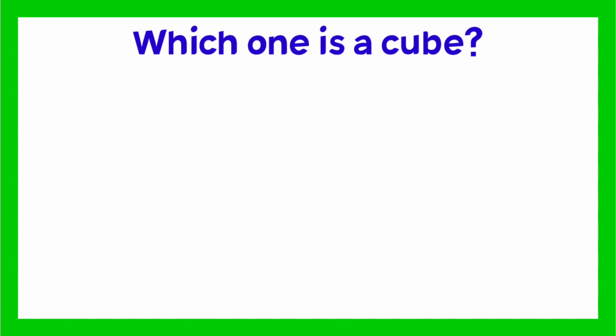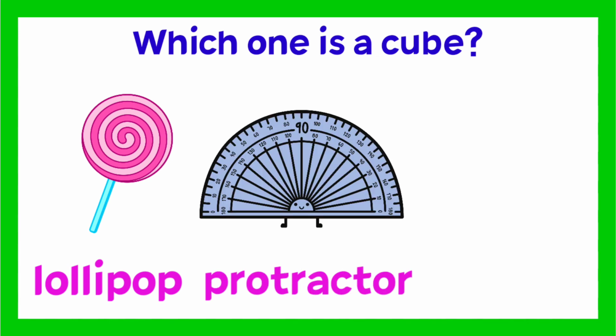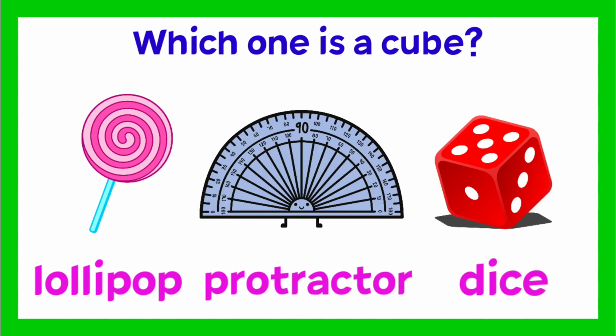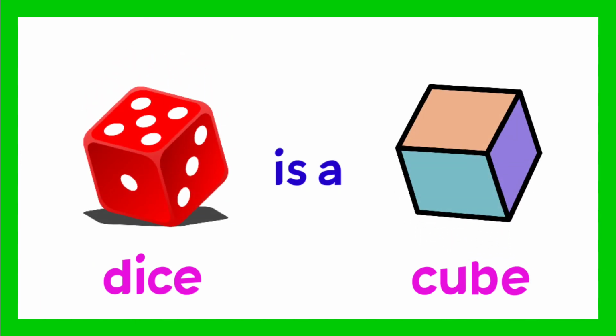Which one is a cube? Lollipop, protractor, dice. Dice. A dice is a cube.